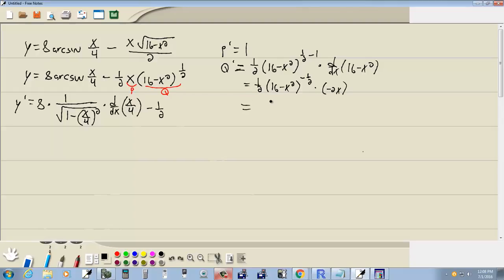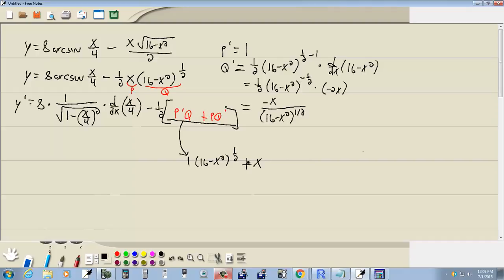Now these 2's are going to cancel, and I'm left with the negative x up on top, and this negative 1/2 power takes down below. So it becomes 16 minus x squared to the positive 1/2. Okay. That's nice. I didn't leave enough room. So here that's 1/2 times p prime q plus p q prime, product rule. So p prime was 1 times q, which is 16 minus x squared to the 1/2 power, plus p is x, times q prime, which is negative x over 16 minus x squared to the 1/2.